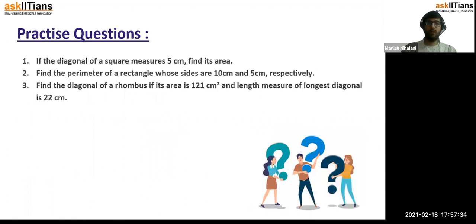So now I hope you all have understood this lecture and you have got a glimpse of the properties and formulas of a square, rectangle and a rhombus. There are some practice questions for you all to solve. For example, the diagonal of a square is given and you have to find its area, and the diagonal of a rhombus and its area are given and you have to find the length of the other diagonal. You can also do the rectangle. These are very simple questions, you can give them a try, and then we can discuss the solutions in the next class.